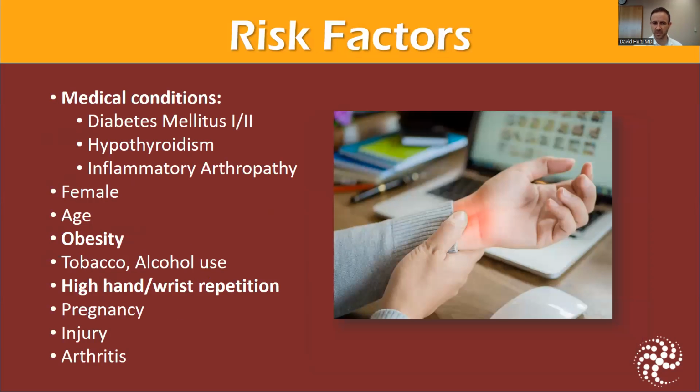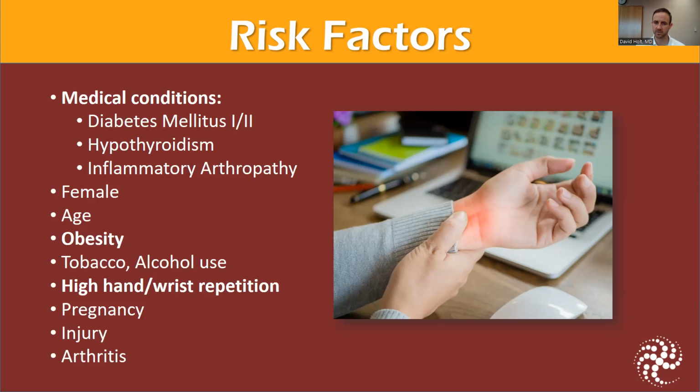So risk factors, there's a lot that have been described. Diabetes, hypothyroidism, inflammatory arthropathies such as lupus, psoriatic arthritis, rheumatoid arthritis. A lot of these are things that increase inflammation in the body. We know that increased inflammation or swelling in the wrist or hand can lead to increased risk of carpal tunnel. It's more frequent in females compared to males. Certainly the incidence increases as we age, more common in obesity, tobacco, alcohol use.